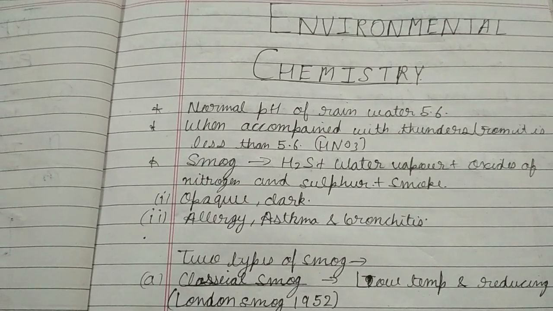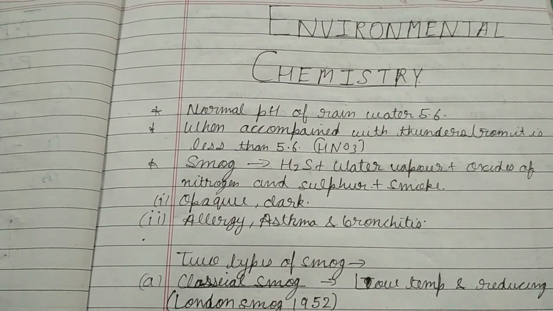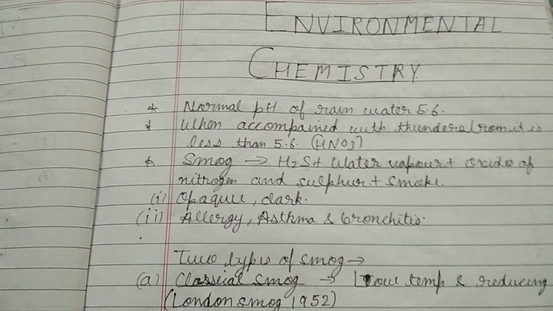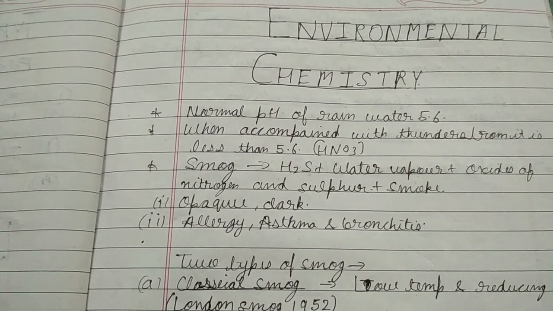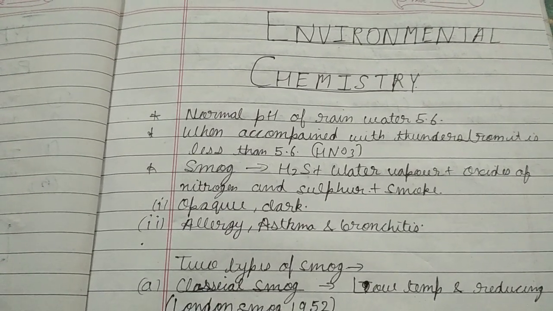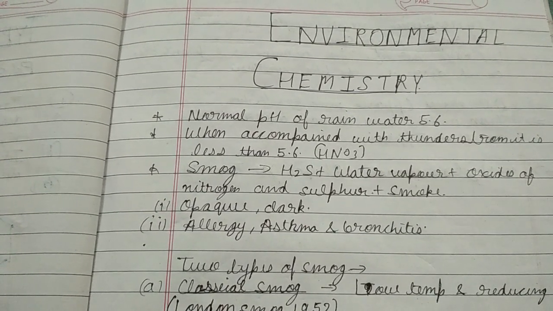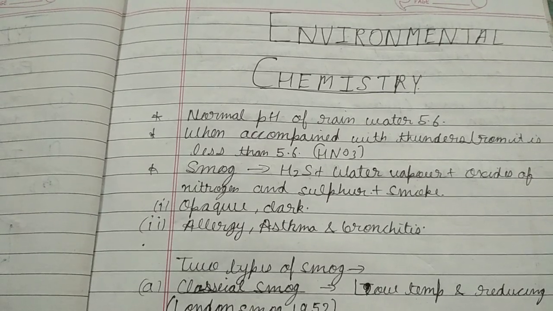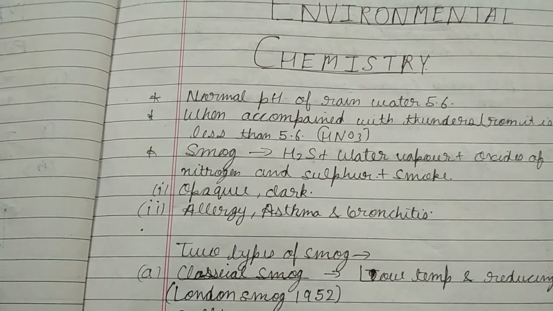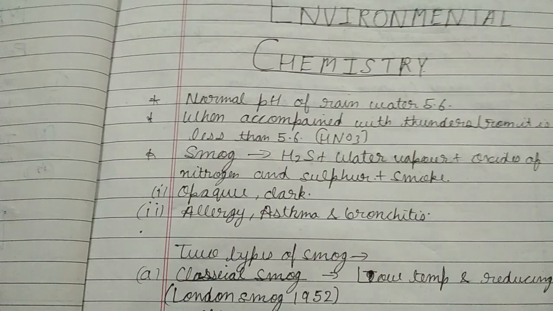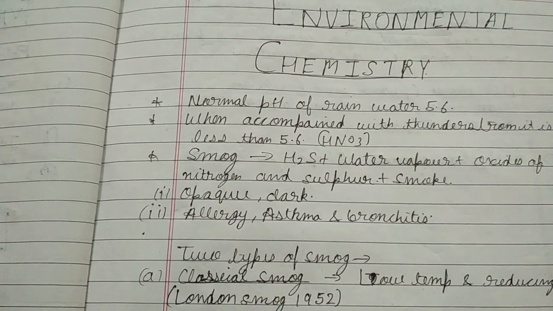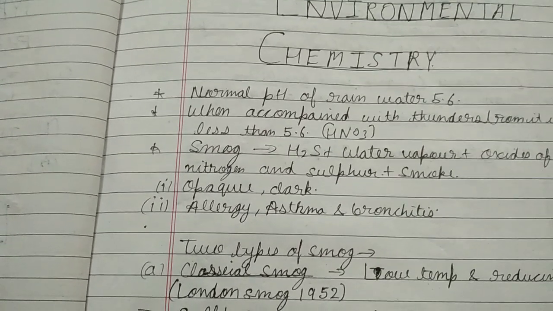Environmental chemistry. So the first point: the normal pH of rainwater is 5.6, but when it is accompanied by a thunderstorm, which contains nitric acid in it, the pH will gradually decrease from 5.6 to a lower value because the acidic strength of NO3 is higher, which decreases the pH.